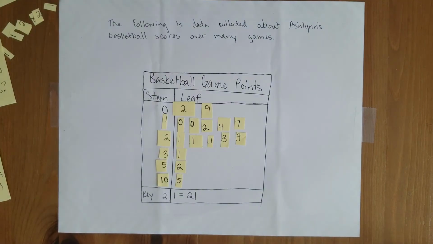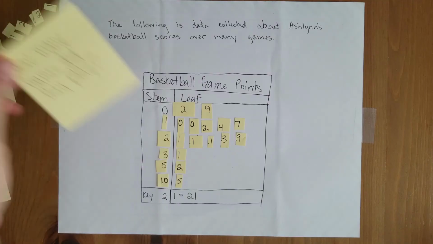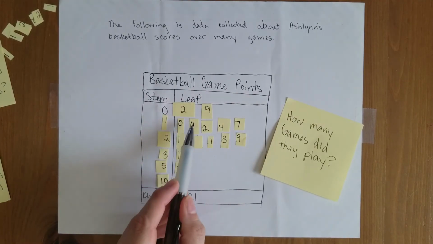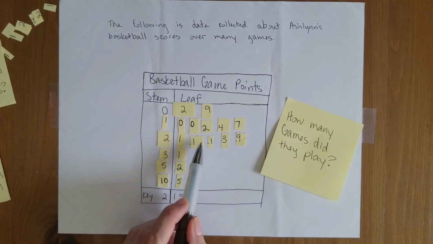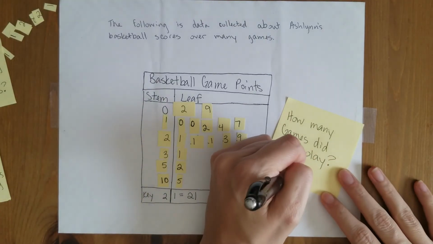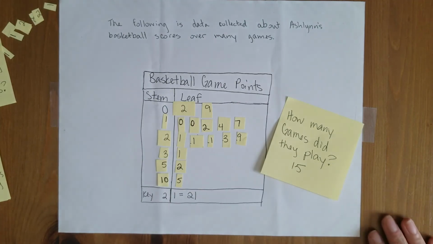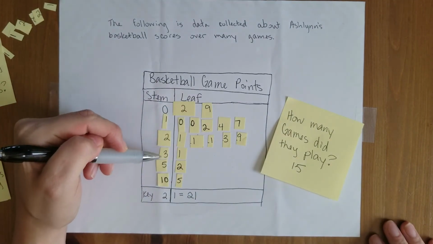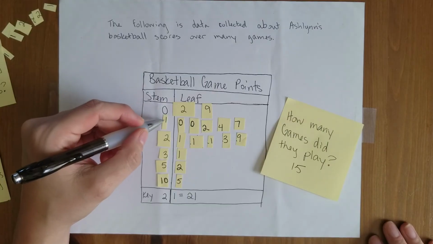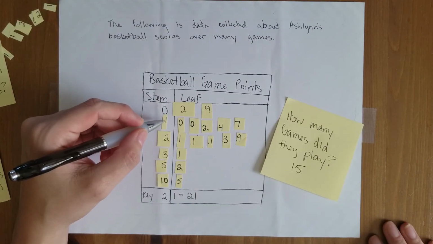Now that our stem and leaf plot is complete, we can answer some questions about the data. For example, we could answer, how many games did they play? The easiest way to do this is to count all the leaves. They played 15 games. Remember, you don't want to count the stems as part of the games. The stems help us determine how many 10s are part of the score.